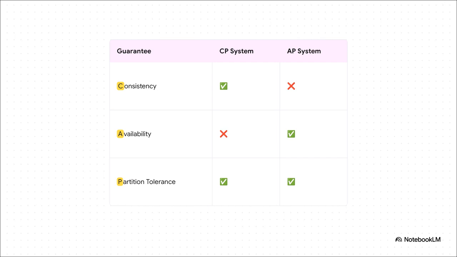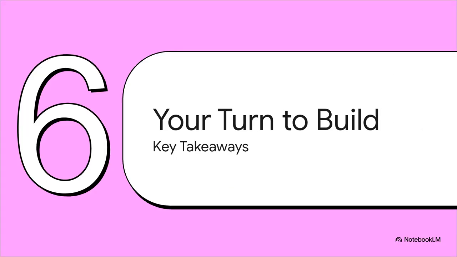A bank, it has to choose consistency, no question. But for a social media site, they'll pick availability almost every single time, because seeing a slightly old post is way better than seeing the big error page. And just like that, our click's incredible journey is over. It's been routed, processed, stored, and made ready for a global audience.